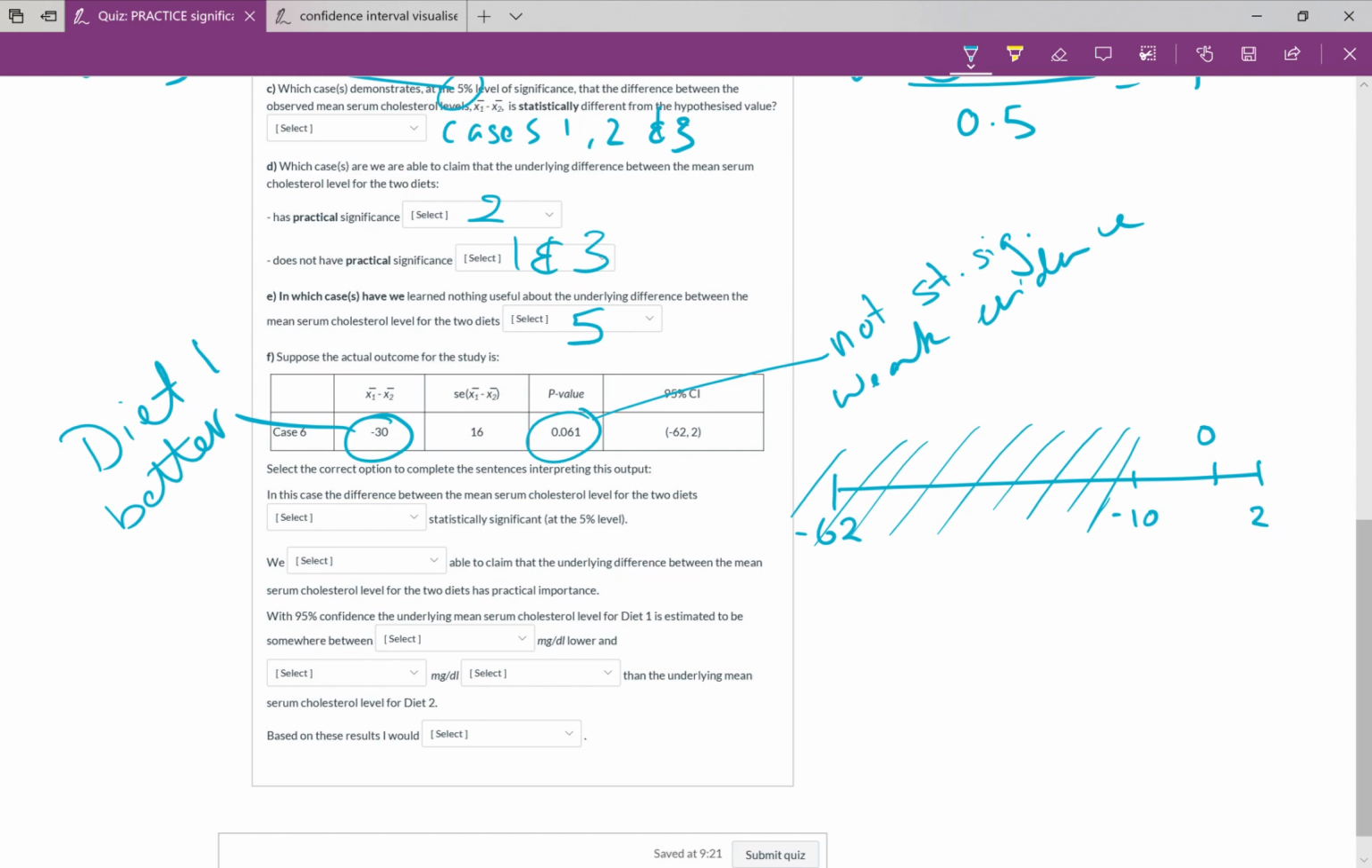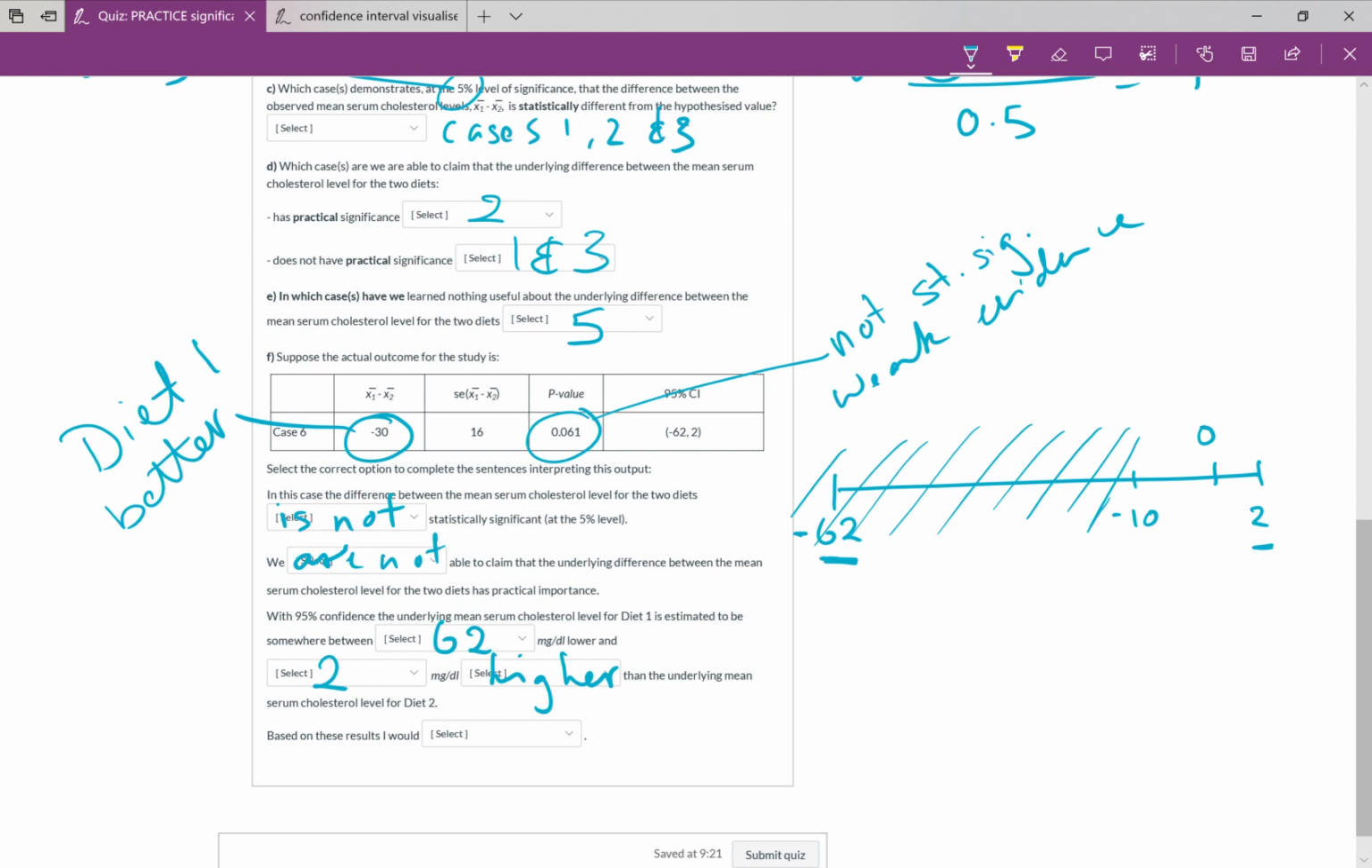So let's answer our questions. So the difference is not statistically significant, and we are not able to claim that the difference has practical importance. It might, but it also might not. With 95% confidence, the mean serum cholesterol level for diet 1 is estimated to be somewhere between 62 milligrams per deciliter lower, so that's looking at this end here, it's negative, showing that diet 1 is lower, or up to 2 milligrams per deciliter higher, because that end is positive, so we've swapped from lower to higher.